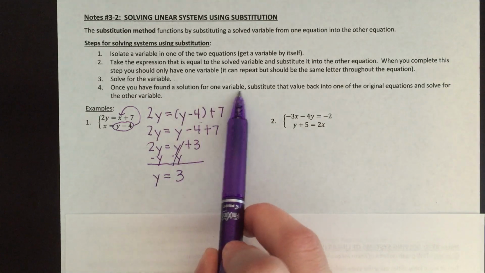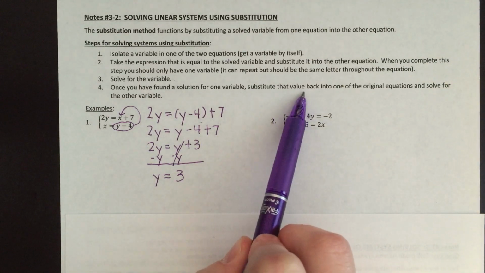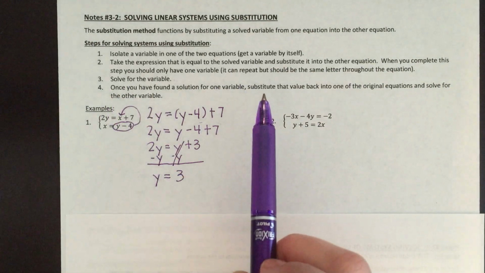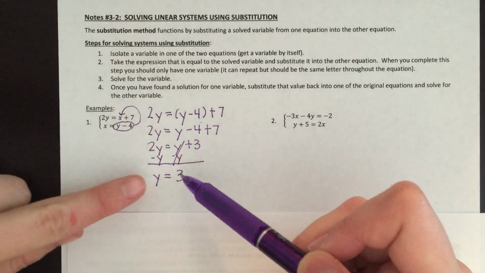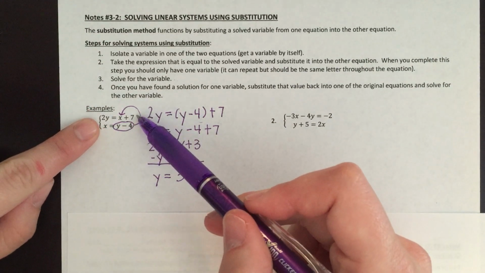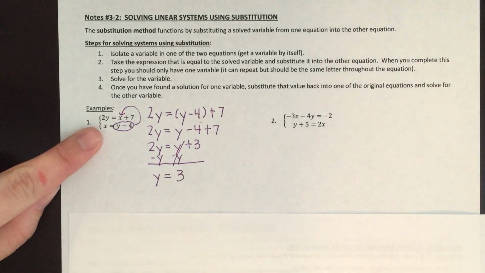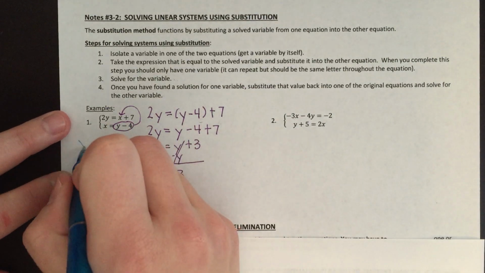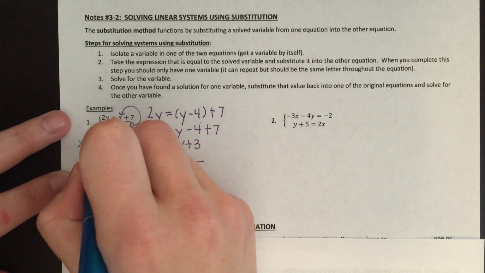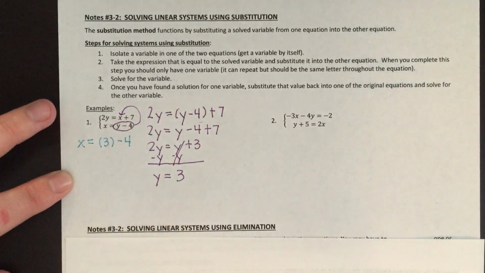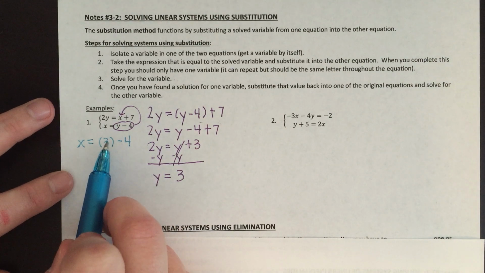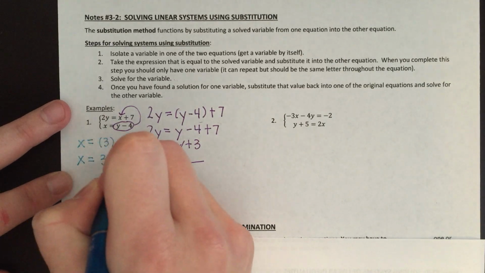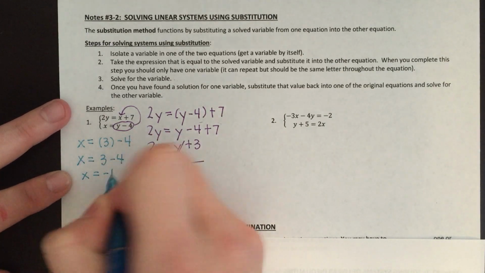Once you have found a solution for one variable, substitute that value back into one of the original equations and solve for the other variable. So I can pick either of these two equations to plug y equals 3 back into. Well, this one's going to be the easiest because x is already by itself. So if I take y equals 3 and I plug it into this original equation, x equals, where I see y, I'm plugging in 3. So it's just 3 minus 4. There's nothing that I need to multiply by. So x equals 3 minus 4, which is negative 1.